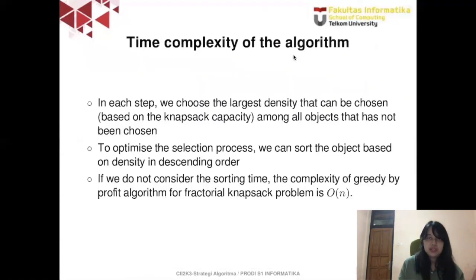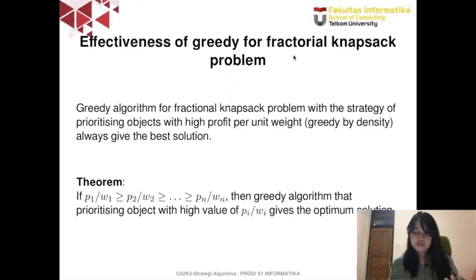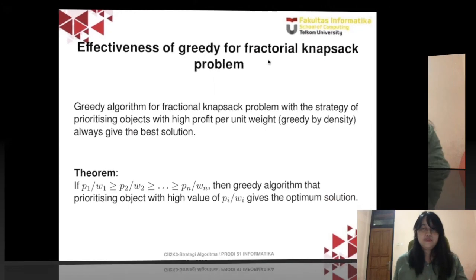For the time complexity, in each step we choose the largest density that can be chosen. And to optimize the selection process, we can sort the objects based on density in descending order. If we do not consider the sorting time, then the complexity of greedy by density for this problem is big O(n). And actually, greedy by density can always give us the best, optimum solution for the fractional knapsack problem. So for the fractional knapsack problem, we can always choose greedy to solve the problem.